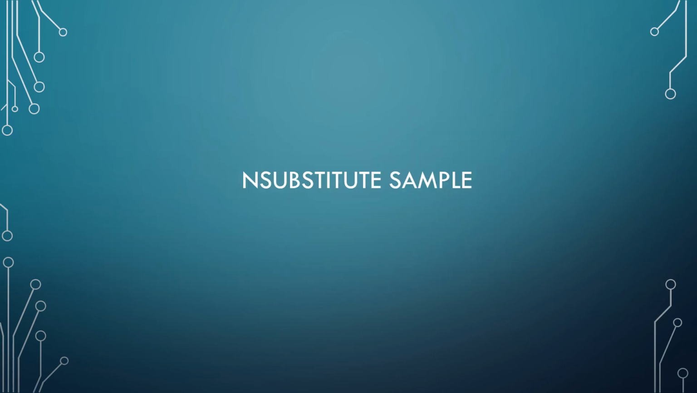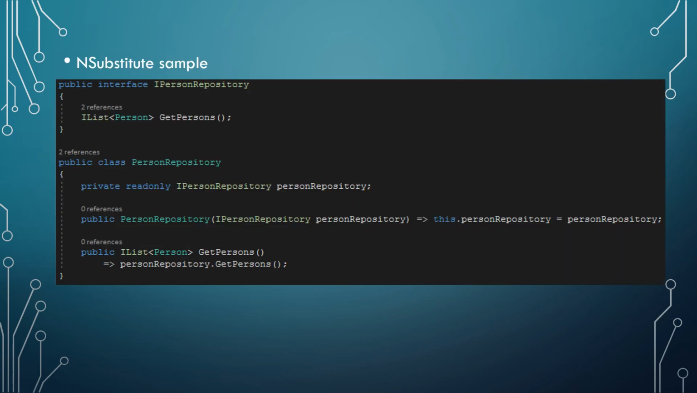Now we will look at one NSubstitute example. This is a very simple one. NSubstitute can do lots more interesting things. Do check their site. Here is an NSubstitute example where we have an interface around the repository layer. You can inject different implementations of IPersonRepository, and on the next slide we will look at how we could test this using NSubstitute.